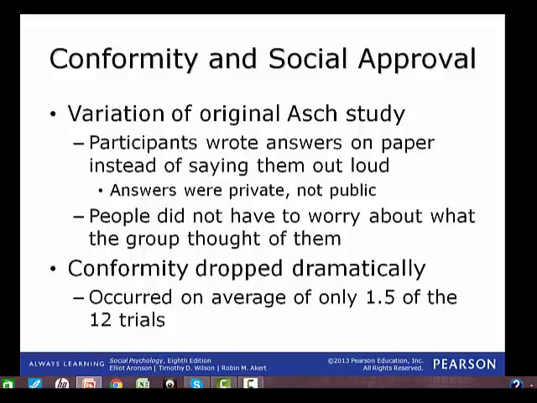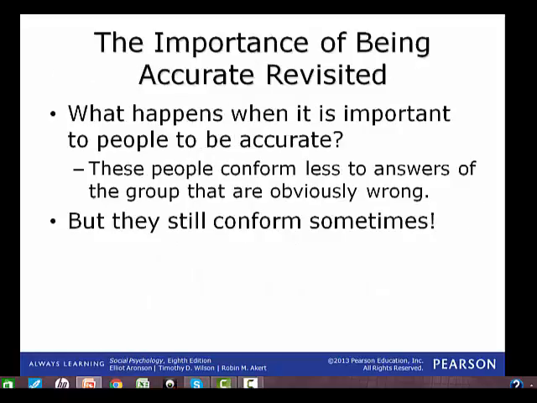So conformity dropped dramatically, and I have seen this myself in times when I've done this activity in class. I've had people say their answers out loud versus having them write them down, and I typically find that when I let them write them down, most people, although not all people, will say those 3 lines are the same length, right? So they won't conform. But it's just difficult to go against the group out loud in front of everyone. Okay? And if you have any questions about the material that we go over, please let me know.